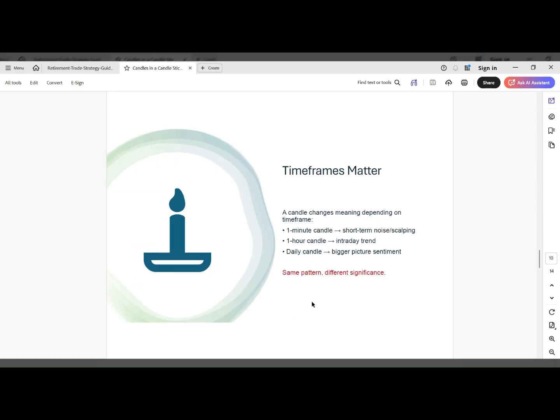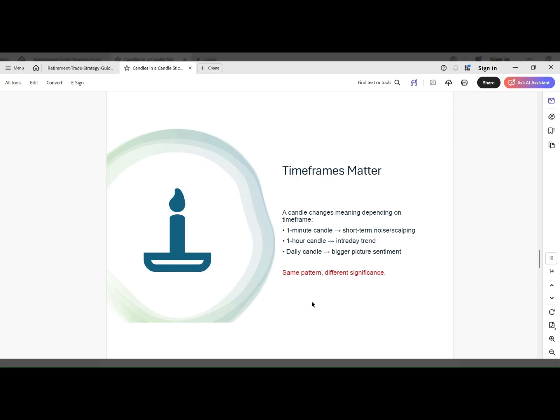So anyhow, time frames. We talked about this earlier when I was going over the various aspects of the functionality within a chart, and the time frame of that candle matters.